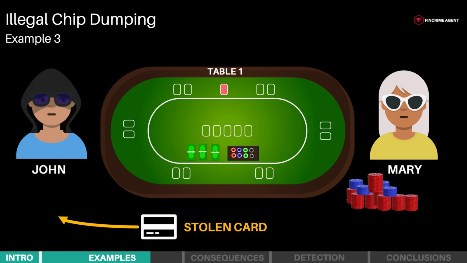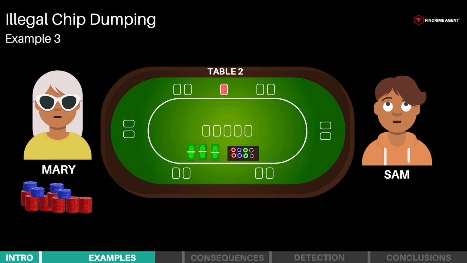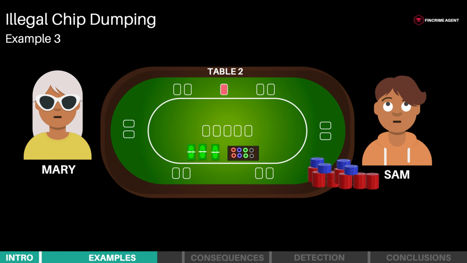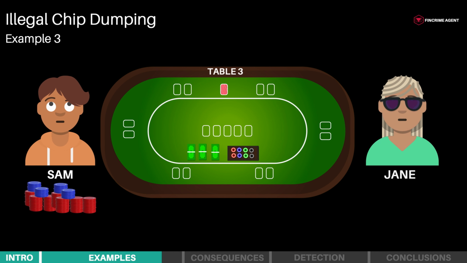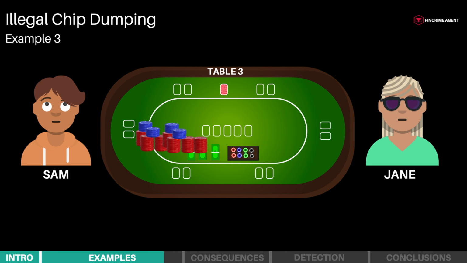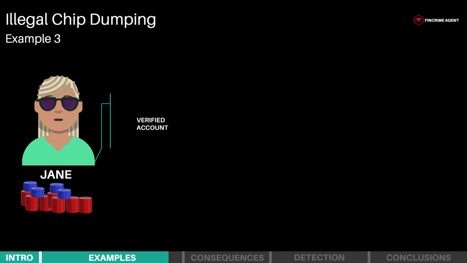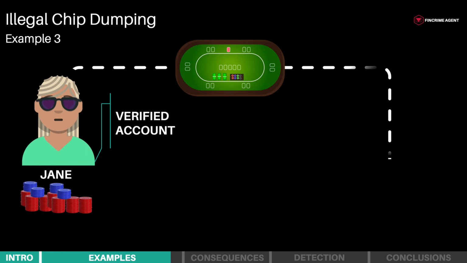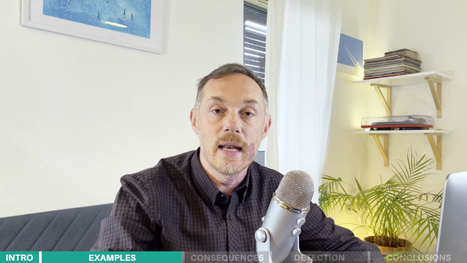Once the illegal chip dumping is completed on this table, Mary will do the same process by losing her chips on another heads-up table with a new player also involved in this illegal chip dumping operation. The illegal chip dumping will continue on more heads-up tables for the fraud group to then finally cash out the chips from a user account probably already verified using fake documentation. I hope this practical example can help you understand some ways that fraudsters abuse casinos and card rooms.